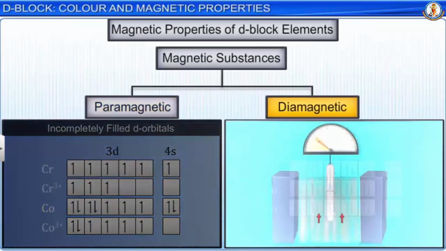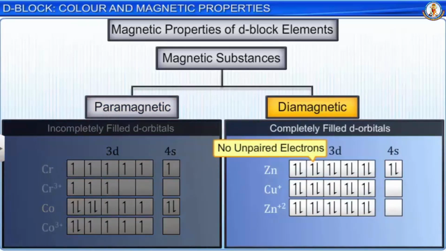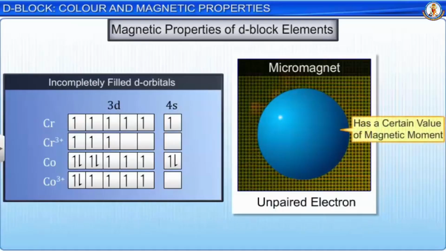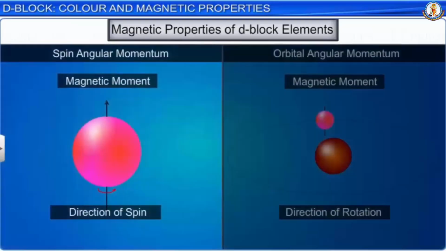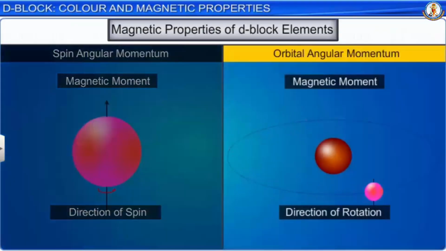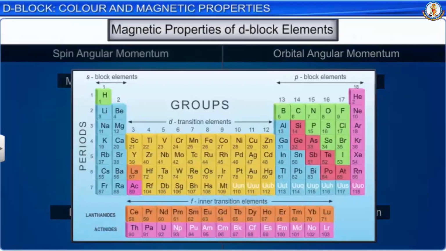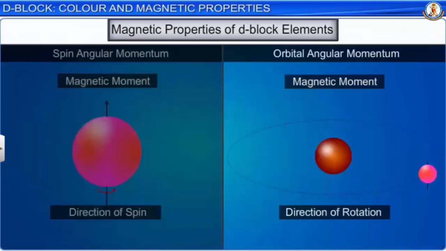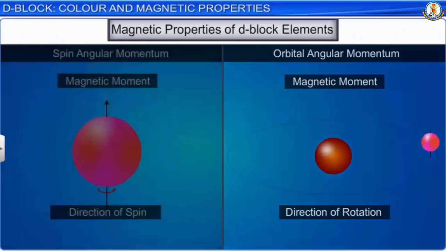Every unpaired electron is regarded as a micromagnet with a certain value of magnetic moment. The magnetic moment of the electron is due to spin angular momentum. However, for 3d series of elements, the orbital angular momentum of the electrons is small, and hence, its contribution in these elements can be ignored. Therefore, the magnetic moment for these elements is determined by the spin-only formula.